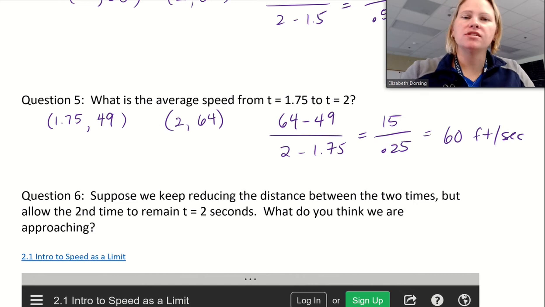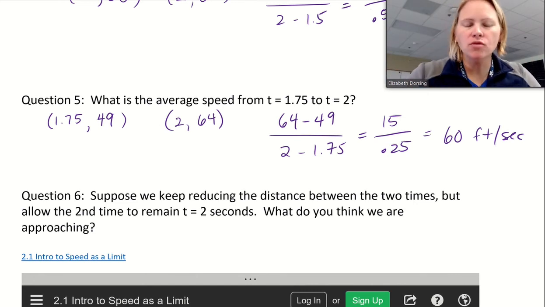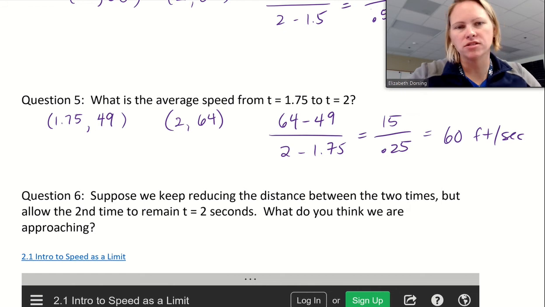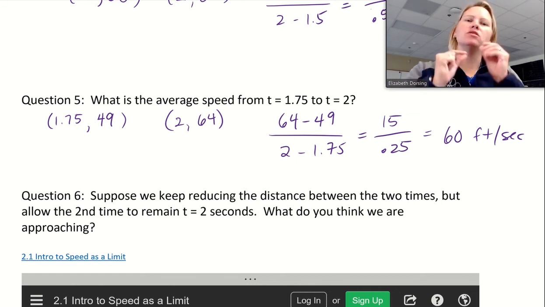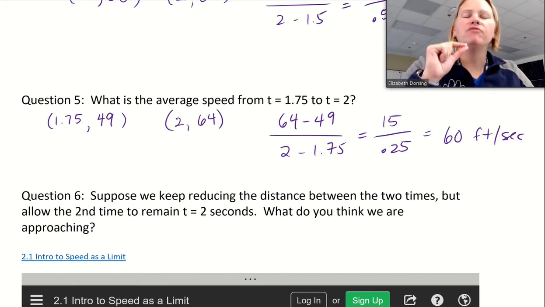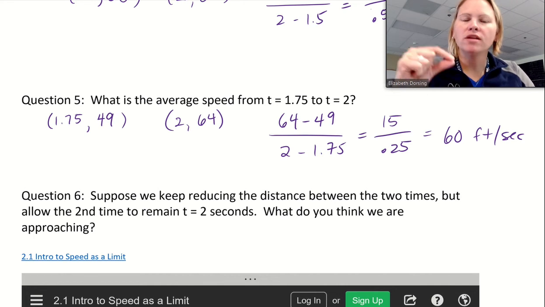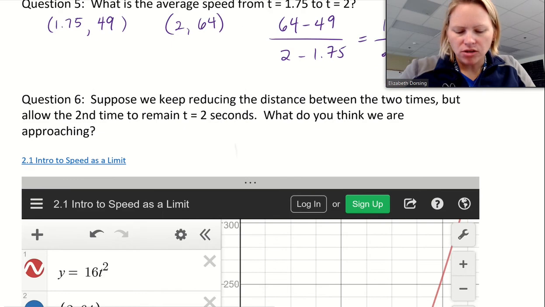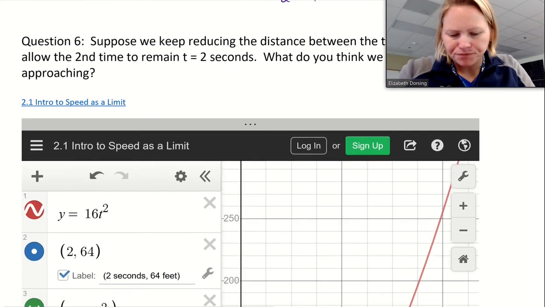And I would wager to say that if you wanted a snapshot of what's happening right at the instant of 2, that if we kept closing that gap, and suppose instead of making it a quarter of a second, maybe we do a 1/10 of a second, or a 100th of a second, or a 1,000th of a second. And if we found the slope between those 2 points, we could get very close to approximating what is happening at the instant of 2 seconds. And so let's jump into the theoretical realm here, and let's take a look at what's happening in the graph.